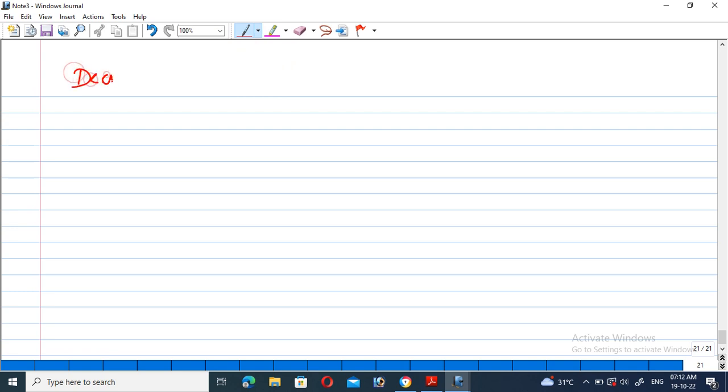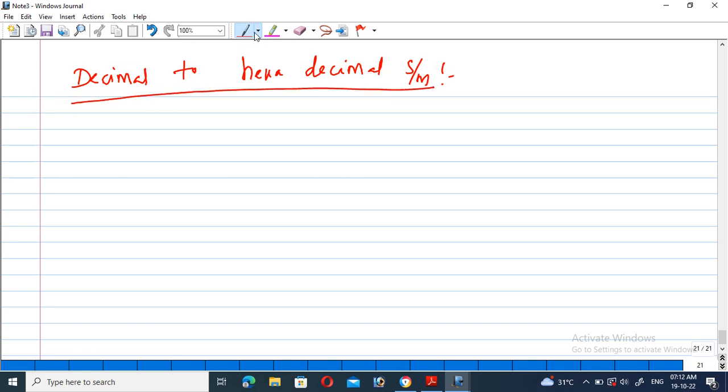So the process will be the same, right? Decimal to hexadecimal system conversion. So in this scenario, what shall we do here? We are taking 214 as the decimal number. So convert this decimal number to hexadecimal number system.